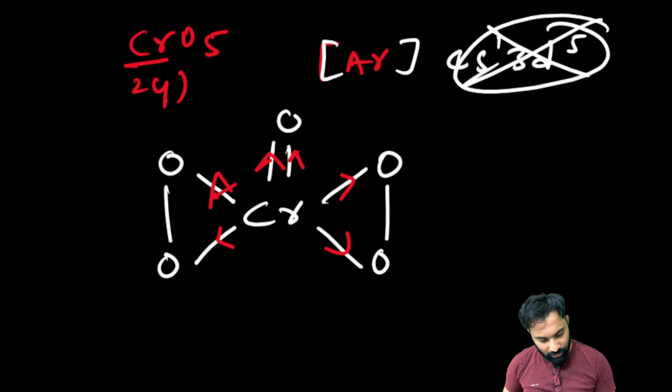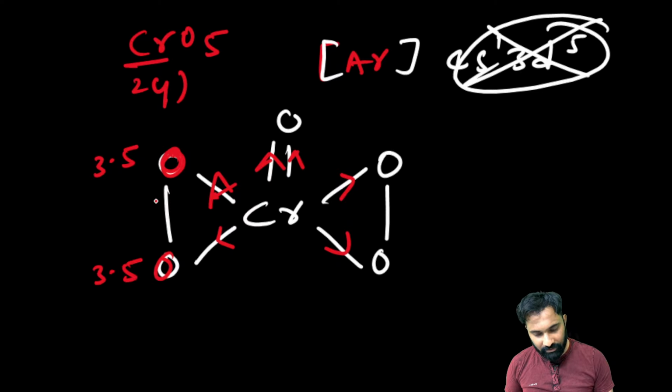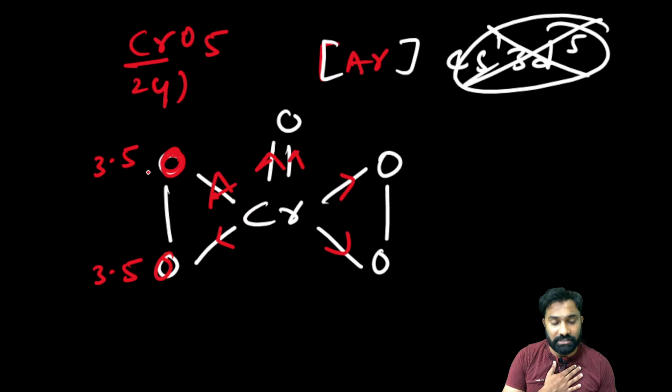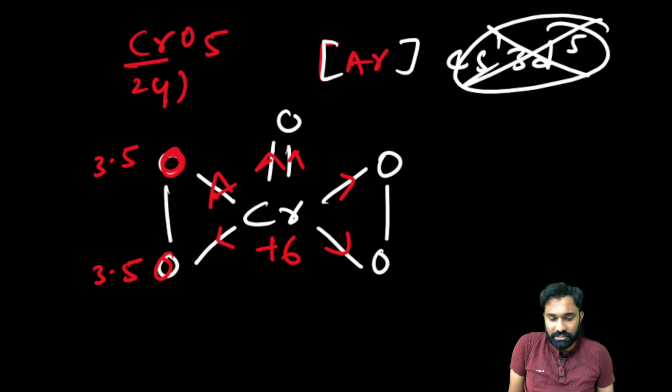You may get a doubt: sir, what about this bond between this oxygen and this oxygen? Here the oxygen electronegativity is 3.5, and here the oxygen electronegativity is also 3.5. Both electronegativities are the same. If both are the same, what happens to this bond? There is no dragging of electrons, because there is no electronegativity difference. So with the loss of 6 electrons, chromium has the +6 oxidation state.